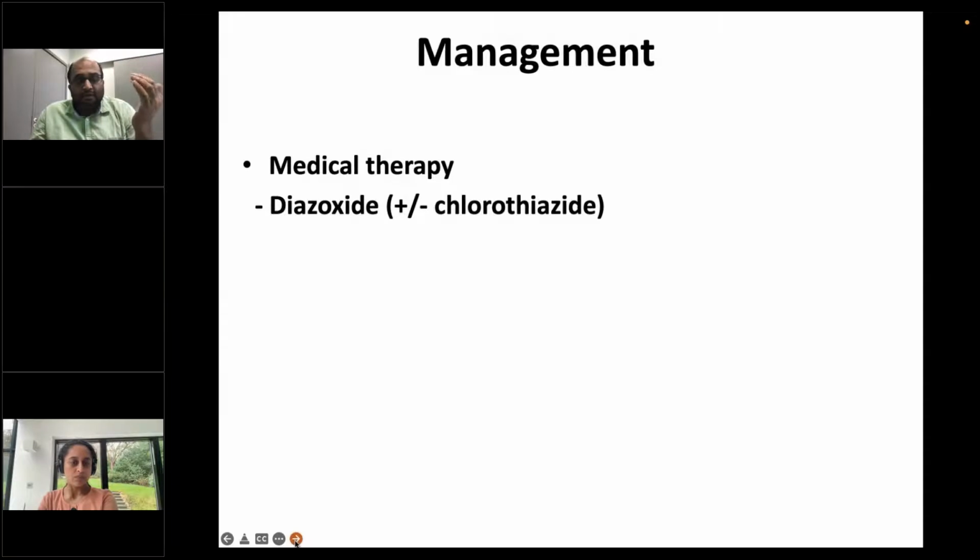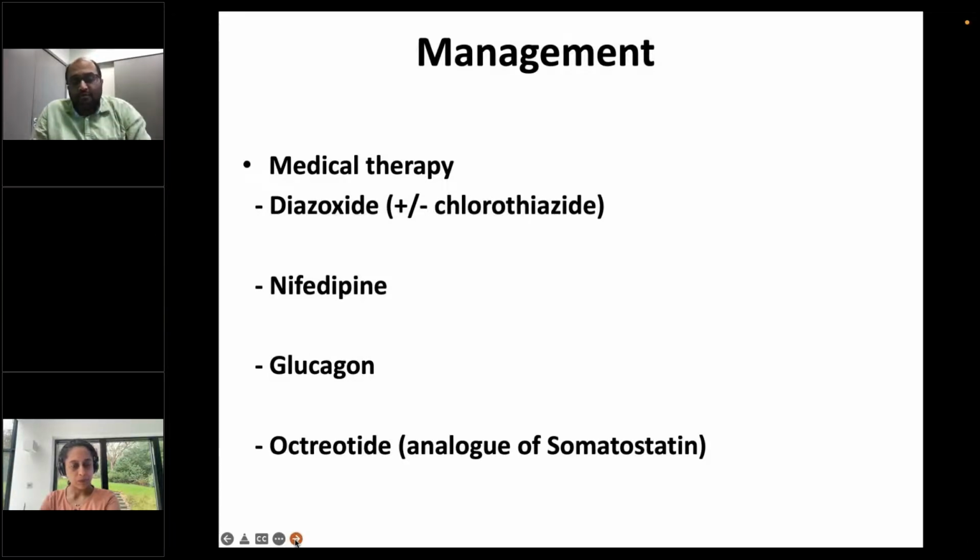So once you confirm that it is hyperinsulinism in a baby, you would start on diazoxide. And in babies, we would also give diuretics, especially because diazoxide can cause fluid retention. So you use chlorothiazide or other diuretics like furosemide or spironolactone. There are other drugs that have been reported in the literature to be useful, like nifedipine. It's a calcium channel blocker.